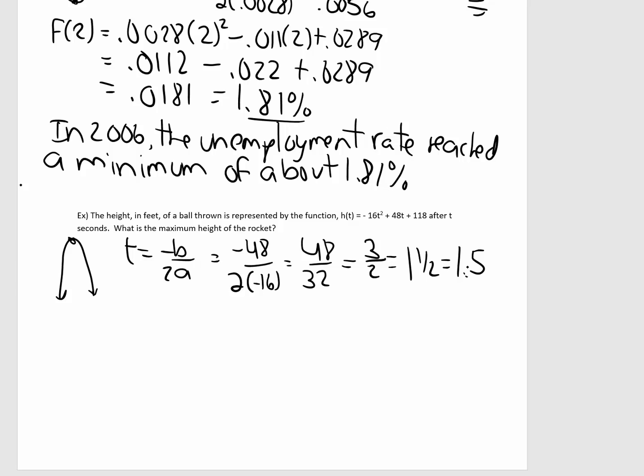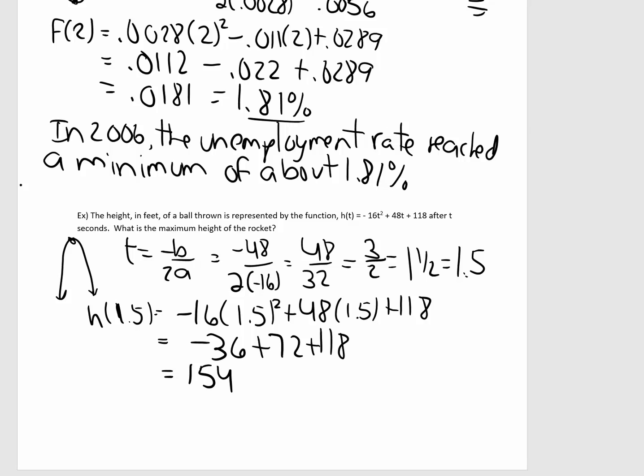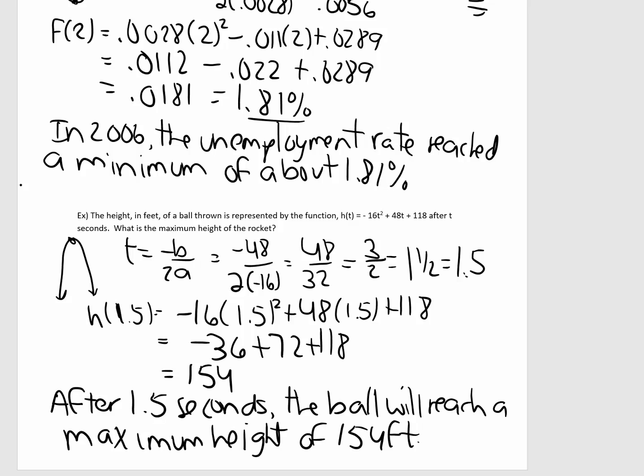Now, because this is a terminating decimal, I will substitute 1 5/10 into this function. Now that I've substituted this in for t, let's use a calculator to help us get a numerical value for this. And we get 154. So now let's write a sentence to summarize what we just found out here. After 1 5/10 seconds, the ball will reach a maximum height of 154 feet.